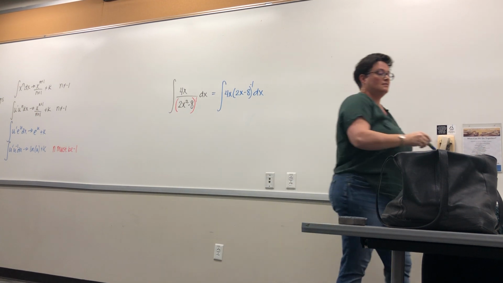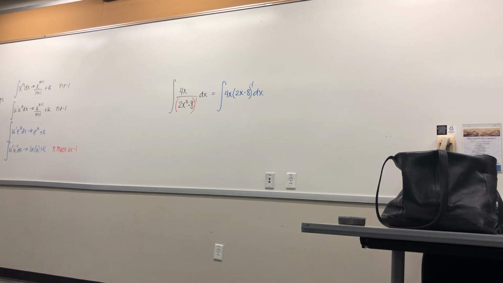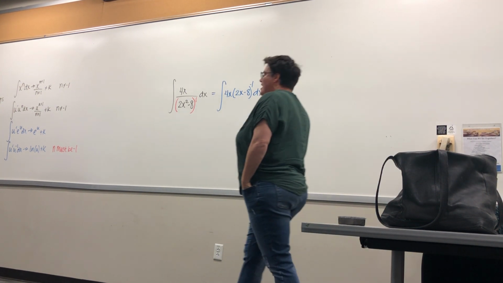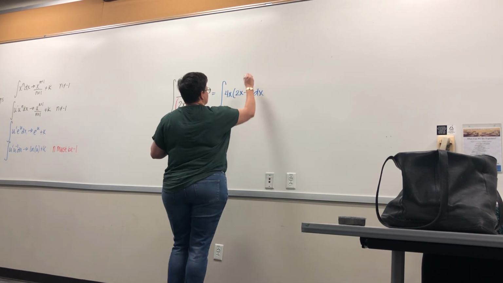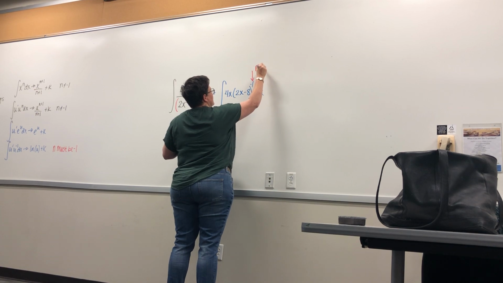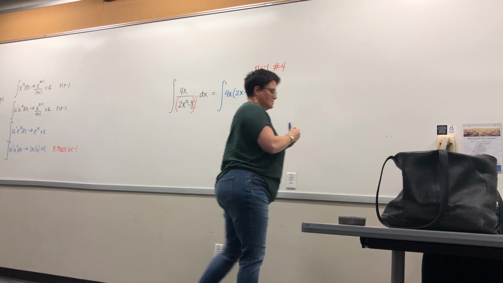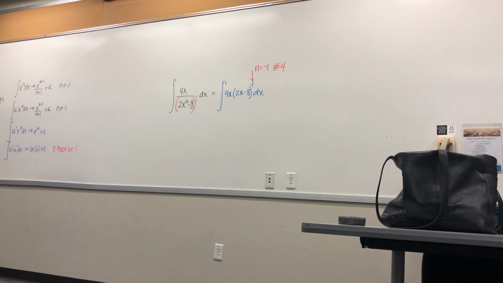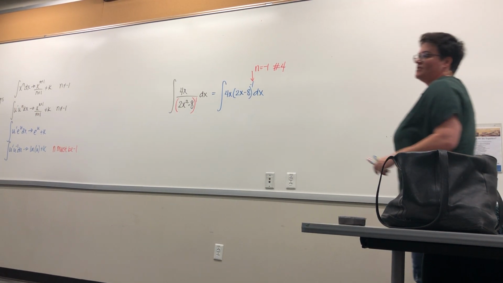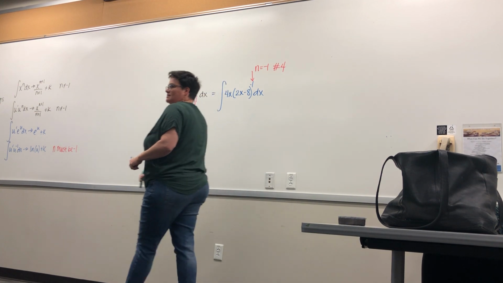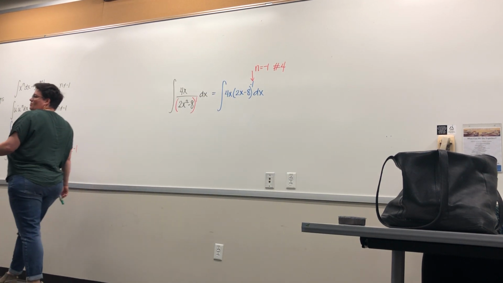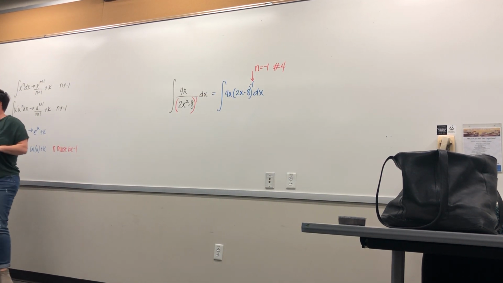I put 4. Why 4? Exactly. It's the negative 1. N equals negative 1. This is integral number 4. What's the next step? Don't overthink it, guys. We made it pretty. We told the integral it is number 4.